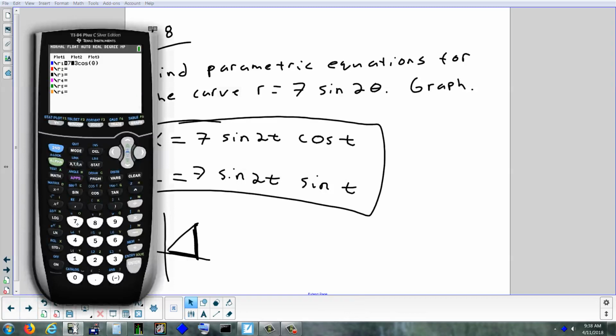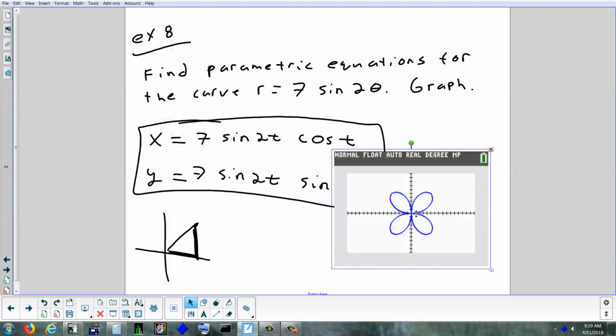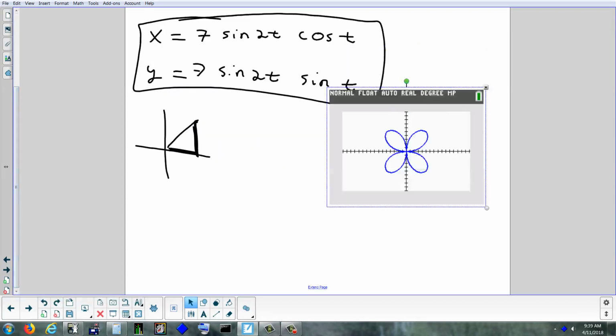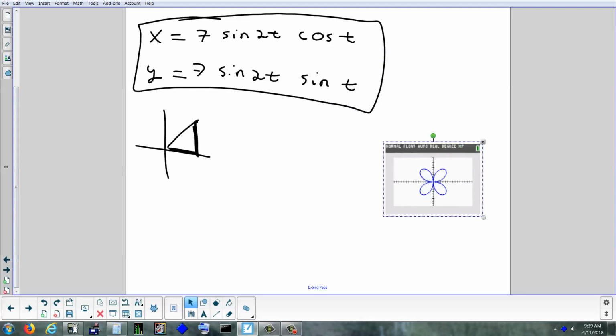So 7 sine 2 theta. Okay, I'm going to check my window. 0, if I'm doing it in degrees, 0 to 360 is fine. I'm going to do it in steps of 5. And let's just hit graph. I think the x-mins and maxes are fine. And that's the shape you get in polar. So that's the original. Let's put that over there. And we'll just call that one polar.